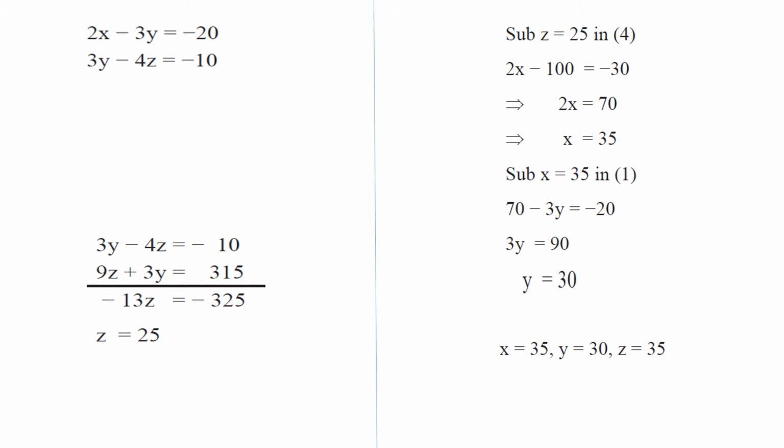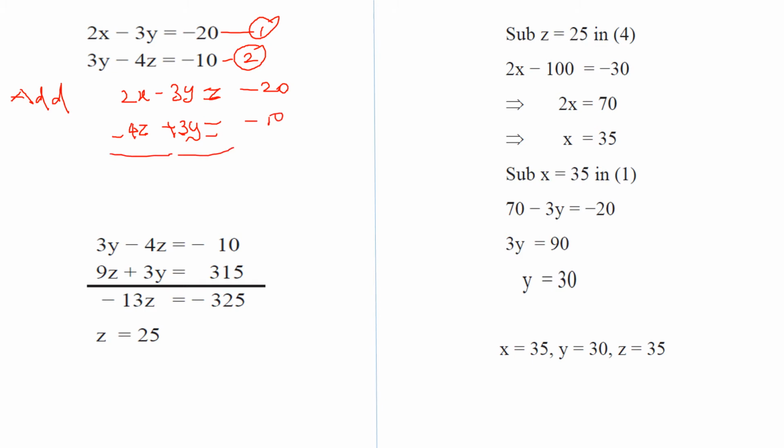This is our first equation and second equation. So adding these two equations, add. So 2x minus 3y equal to minus 20. So for cancellation, I am writing 3y here, minus 4z equal to minus 10. Add.